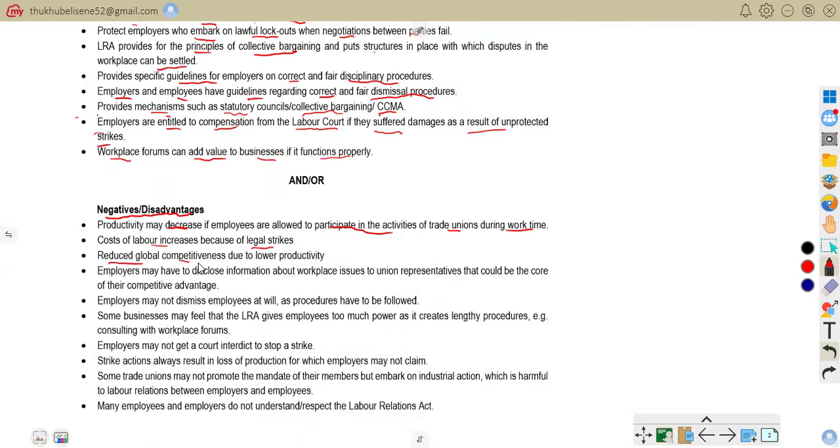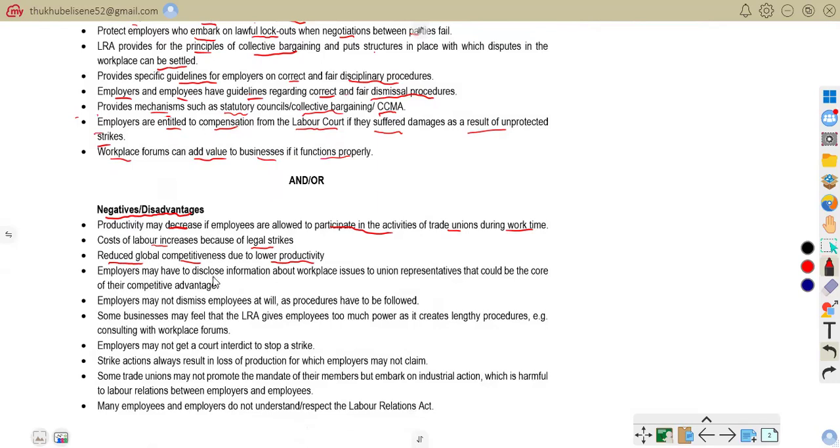Reduced global competitiveness due to lower productivity. So lower productivity, reduced global competitiveness. For example, a factory produces fewer goods during disputes. So this will make it lose international contracts. That's what it means.